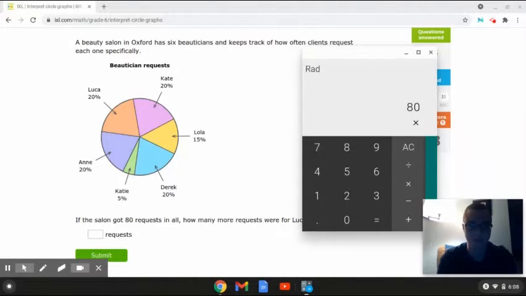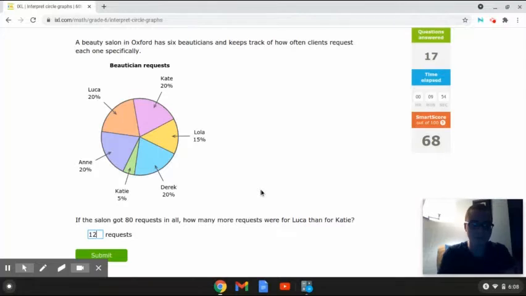So first we're going to multiply the 80 times 20%, which is 0.2. Okay, so that will give us 16. And then we're going to multiply 80 again times 5%, which is 0.05. And that will give us 4. And then we take 16 and subtract 4, and that will give us our answer. Okay, so that's 12.